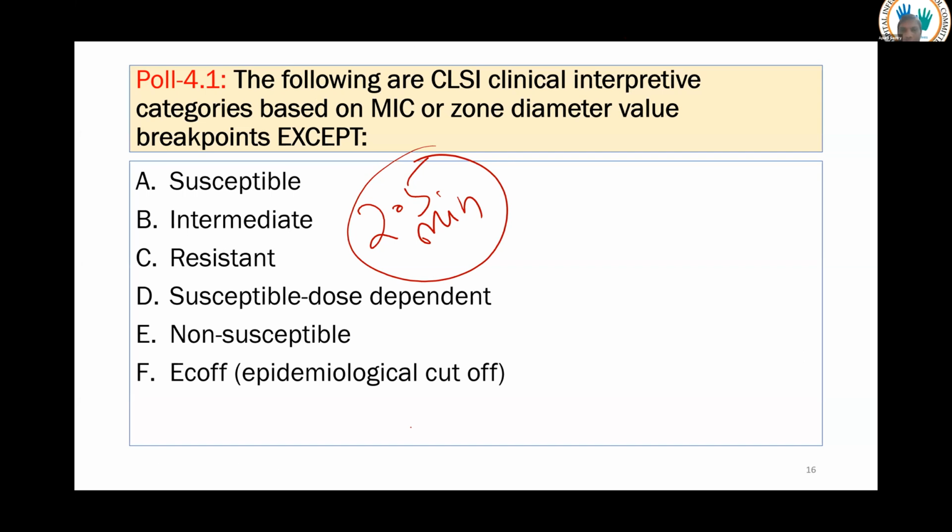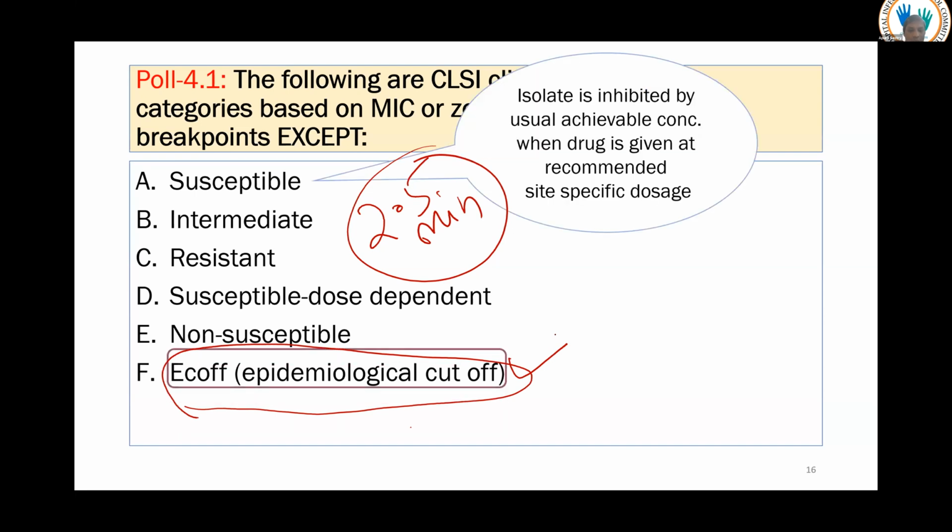Okay. So, can you display the answer, please? Sure. So for the first question, of the 88 of you, 79% answered rightly. ECOFF is not a clinical breakpoint. ECOFF is an epidemiological breakpoint. It is not a clinical breakpoint. Absolutely right. So what do you mean by susceptible and what do you mean by resistant?